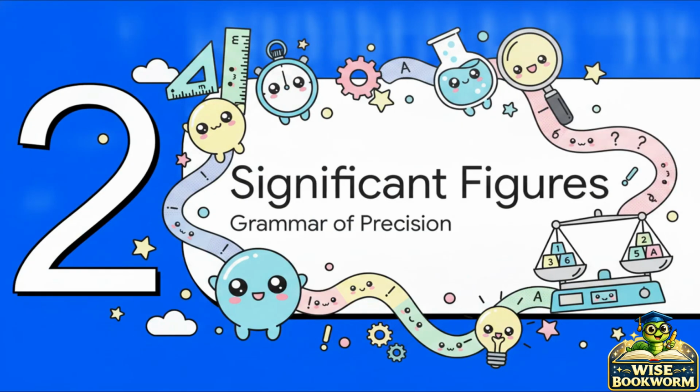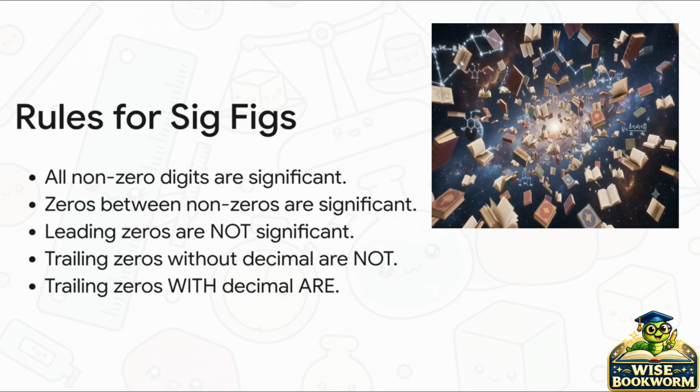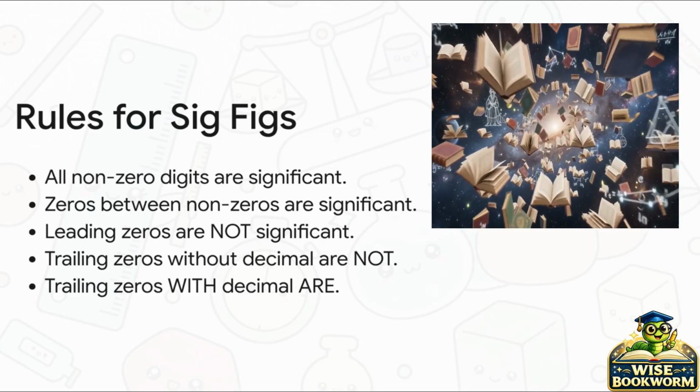Moving on to Section 2, mastering significant figures, which is really the grammar of precision. So if the SI base units are our vocabulary, significant figures act as our grammar. They accurately communicate the exact uncertainty and precision of our instruments. That way, anyone reading our data knows exactly how reliable it truly is. Now, the rules for this can seem a bit tricky at first glance, but I promise they are incredibly logical.